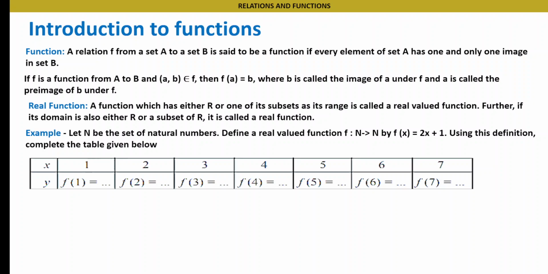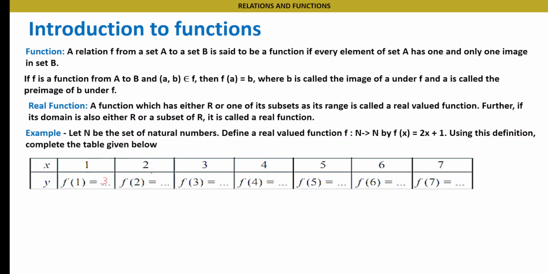For example, let N be a set of natural numbers. We'll define a real valued function f from N to R such that f of x is equal to 2x plus 1. Using this definition, we need to complete the given table. So, here x is 1, then the y value is f of 1. That is, instead of x, we substitute 1. So, 2 ones are 2, 2 plus 1 is 3. So, it will come as 3.